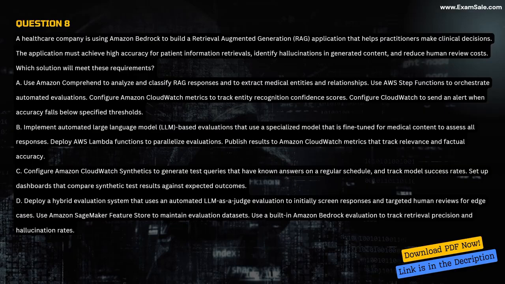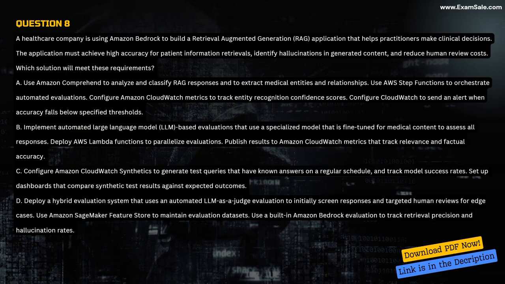C. Configure Amazon CloudWatch Synthetics to generate test queries that have known answers on a regular schedule, and track model success rates. Set up dashboards that compare synthetic test results against expected outcomes.